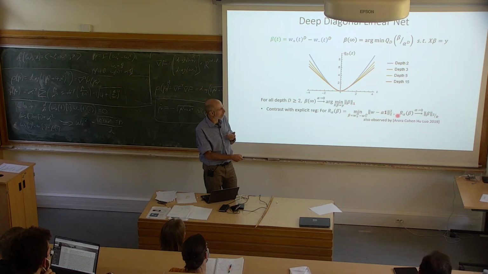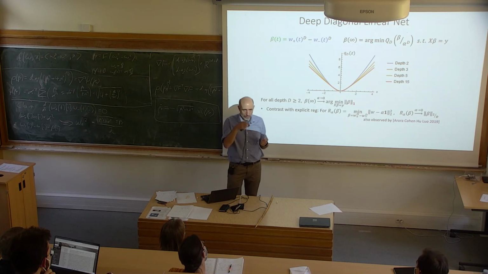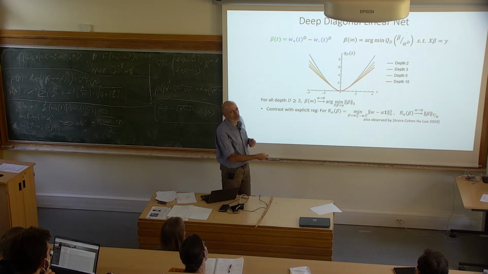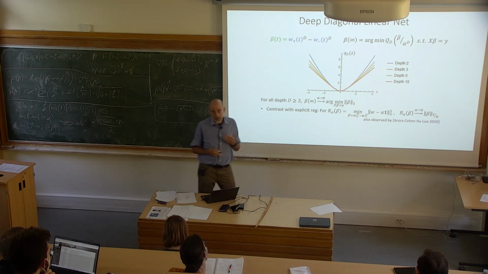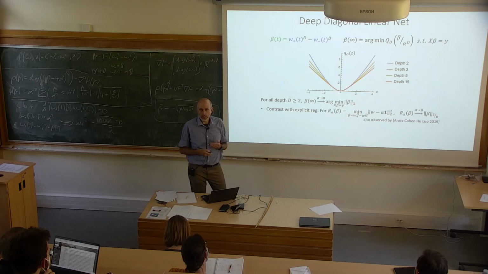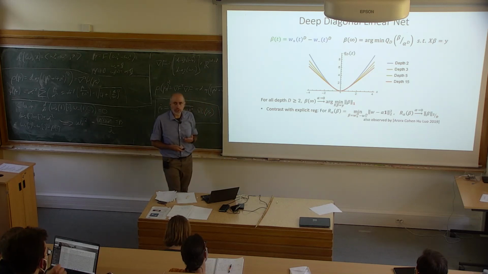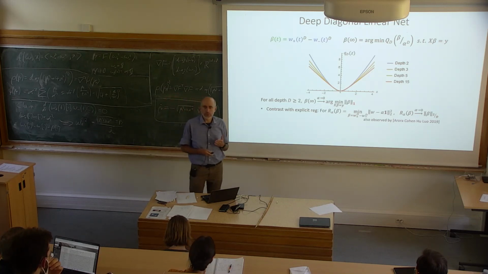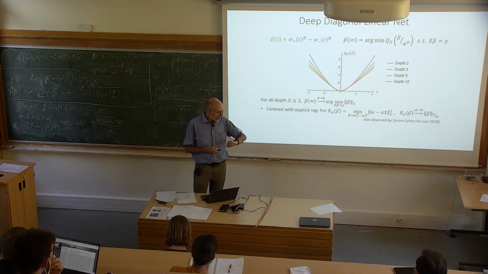And so you get the sum over each coordinate of B to the power of 2 over D, which is exactly this 2 over D quasi-norm. And that's very different from the L1 norm. So we actually see that implicit regularization here is very different from explicit regularization in a qualitatively significant way.